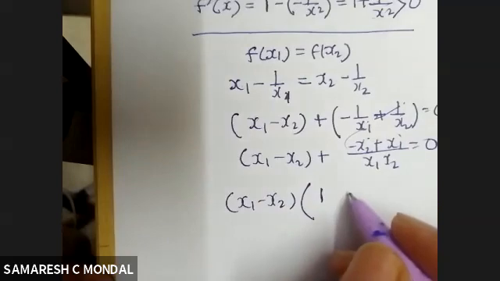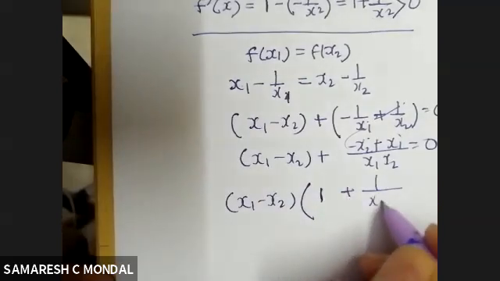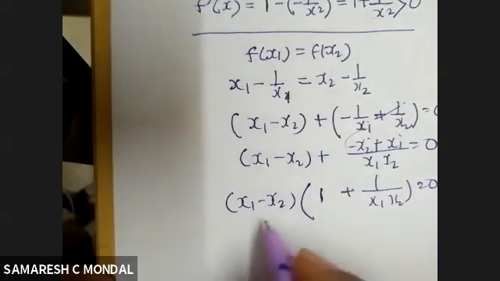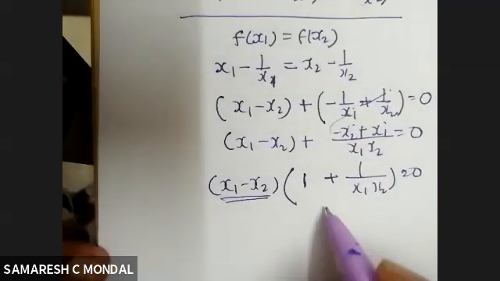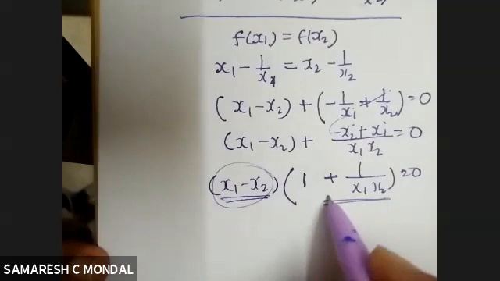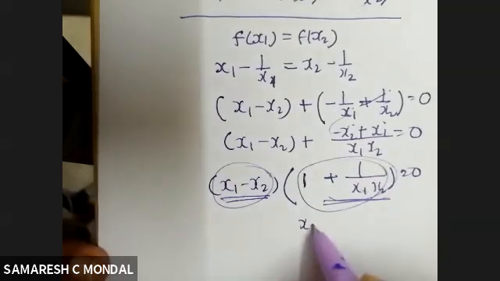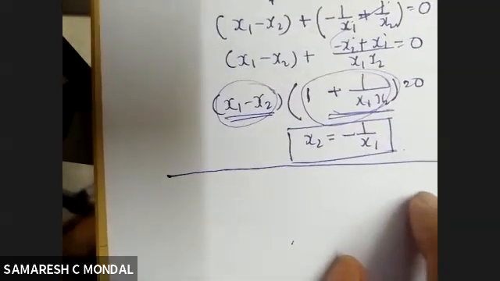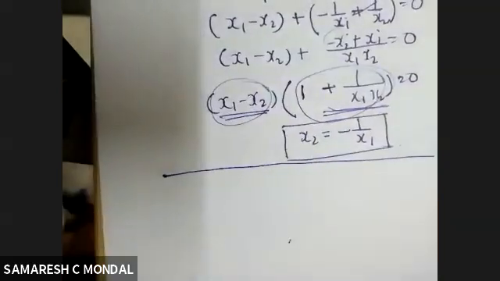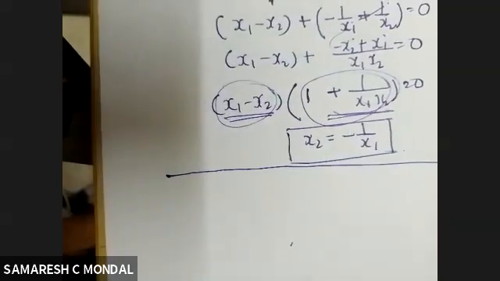You get 1 from here, and from here you get 2. So x2 is equal to x1, or x2 is equal to minus 1 by x1. The two things you get, am I right? But what's wrong in the differentiation method? I'll tell you where we made a mistake in understanding.